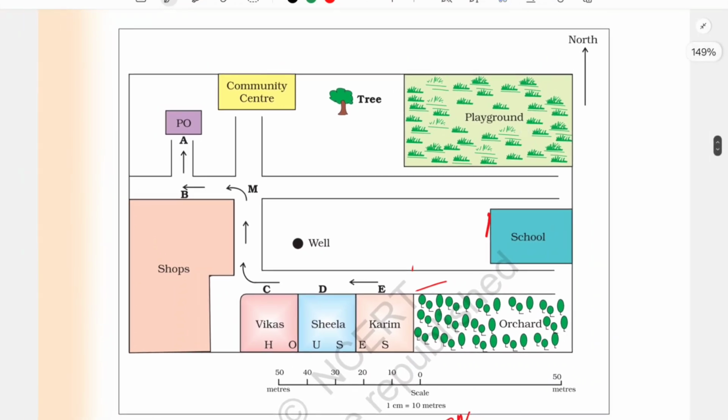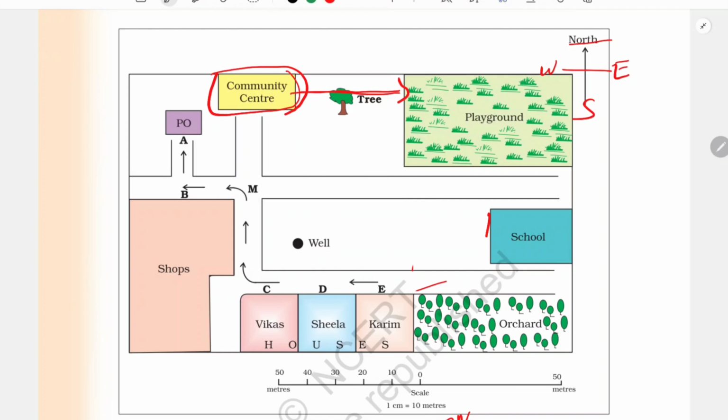See here, this is the north direction given here, isn't it? In the upper end corner. So let us see, this is the community center. So from here, the playground is towards the east direction, isn't it? See, this is north, we can just make here, this is east, this is west and this is south. So the playground is towards the east direction from the community center, isn't it? So here the direction of this community center is towards the north, and from community center to playground, it is towards the east.